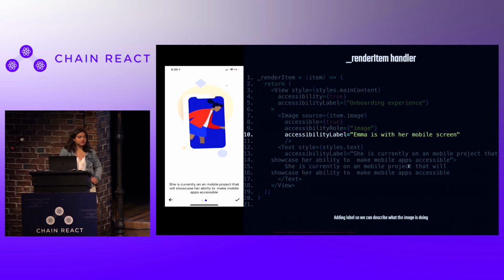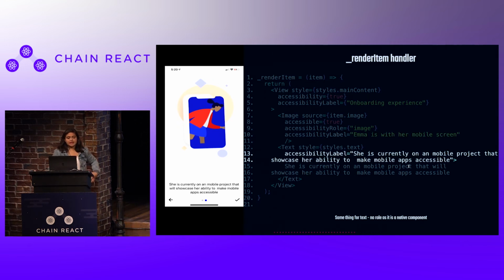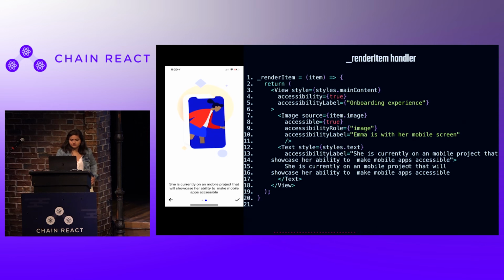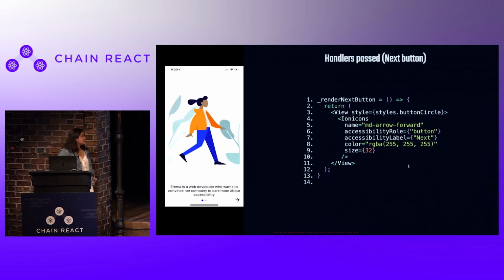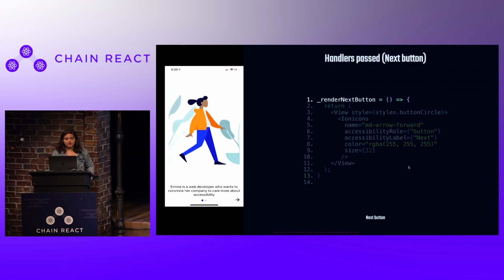Again, we add labels to describe what the specific image is doing. And keep that in mind, this is literally like the alt text that we use on the web, like ARIA labels on the web. You don't need to be super descriptive about what the image is doing, but just give users who are using VoiceOver an idea of what that specific image is doing. Again, accessibility label on the text. And these are the handlers passed in. So let's take a look at that. This is the next button. So when you press next on the screen, how is it going to perform?